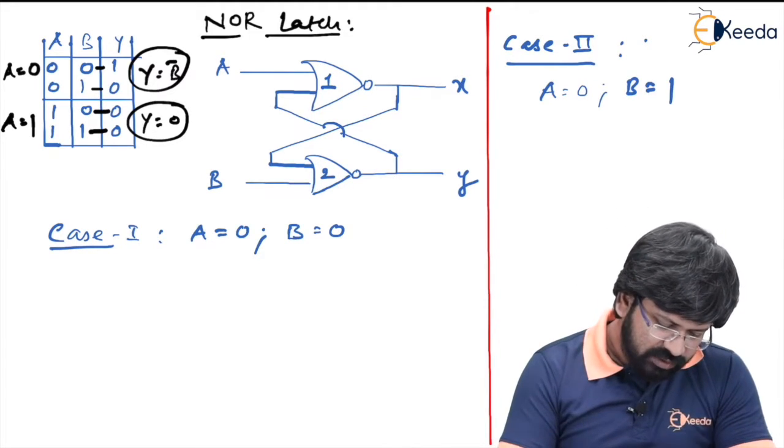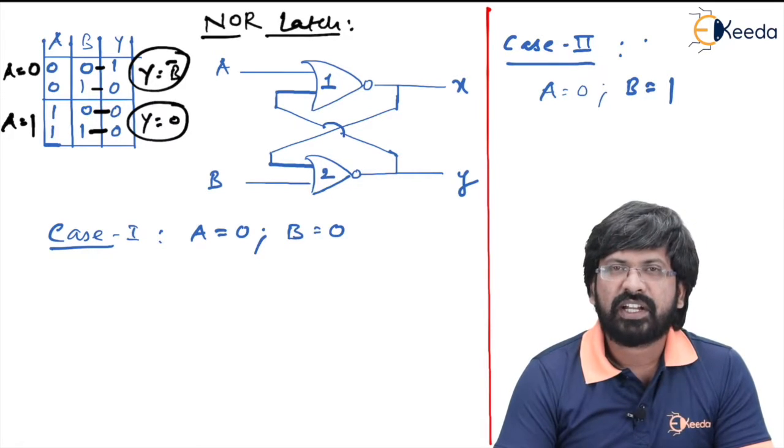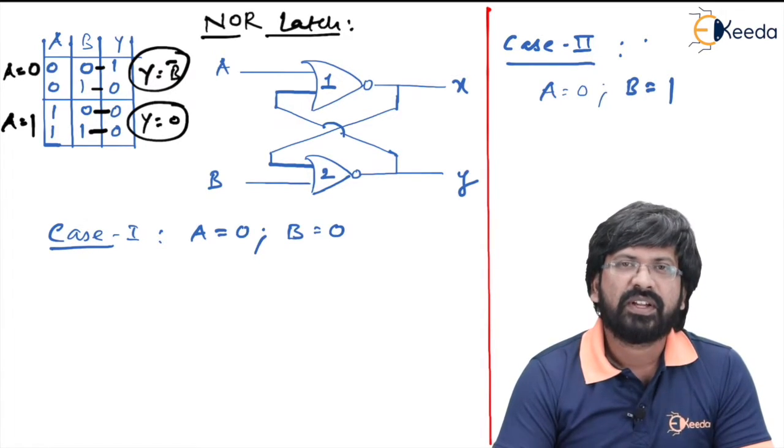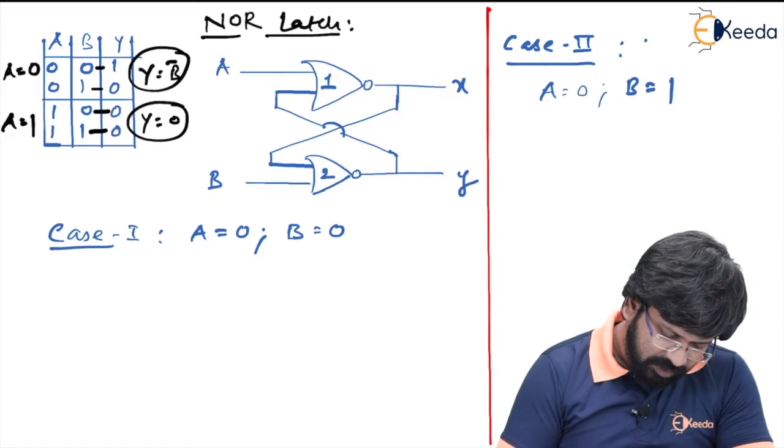So the final conclusion once again, for NOR gate, when one of the inputs is fixed to 0, it acts as NOT gate for the other input. When one of the inputs is connected to 1, it gets disabled and output is always 0. So let's see case number 1.